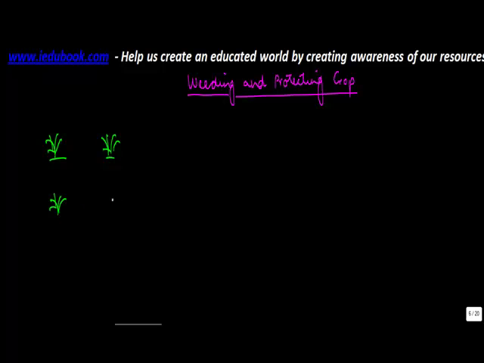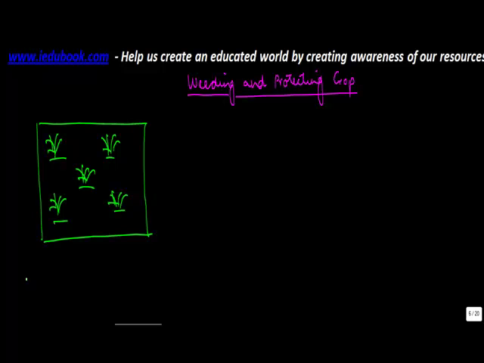In this video, I will explain to you the concept of weeding and protecting crop. As I briefly touched upon, what happens is that suppose you have a particular crop. Okay, this is your field. Now sometimes certain smaller plants may come up here.